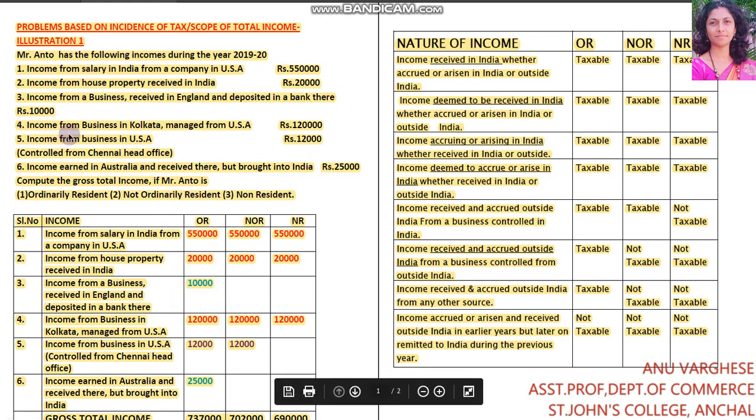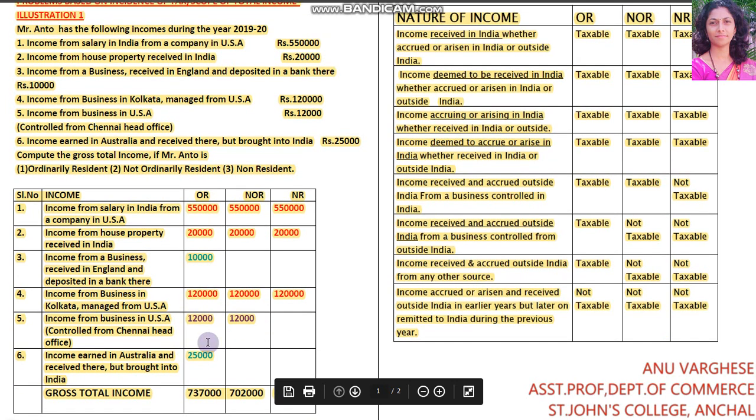Then fourth point is income from business in Kolkata managed from USA, rupees 1,20,000. That means income is arising in India. So you can write 1,20,000 in three columns. Next one, income from business in USA. That means income is arising outside India. But the business is controlled inside India because it is controlled from Chennai head office. That means it is taxable for ordinarily resident and not ordinarily resident. So you write 12,000 in the ordinarily resident column and not ordinarily resident column.